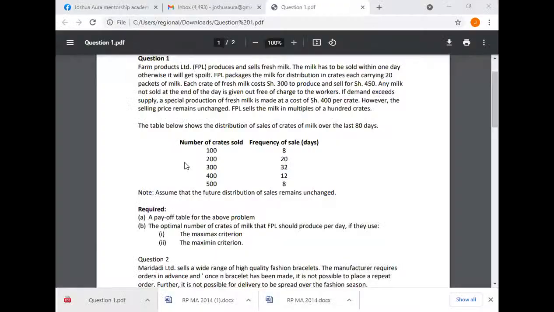Just in case we had an examiner who wanted us to get expected monetary value, what do you think we could have done? Somebody talk to me.